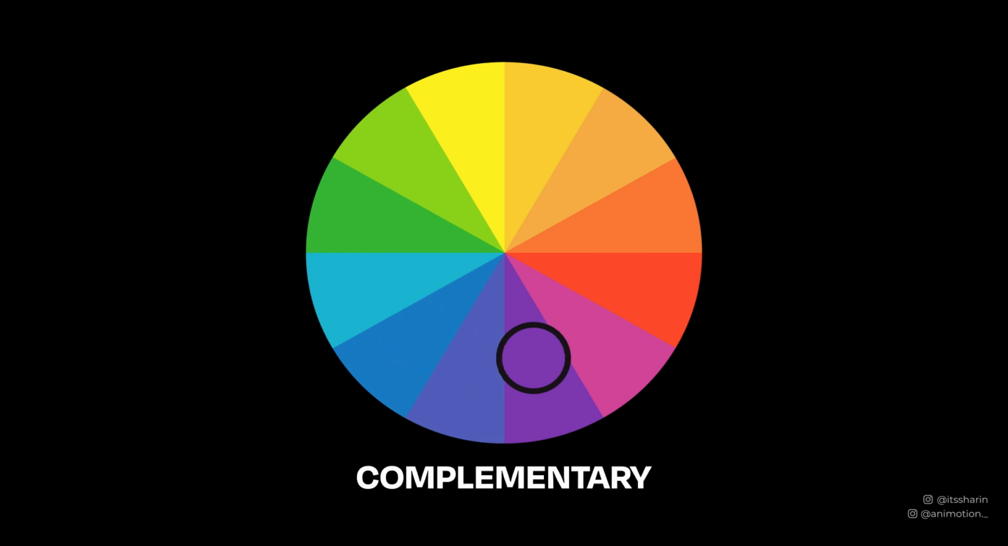The last one is complementary. Complementary is basically just the colors that are opposite in the color wheel. So if you choose purple, then the opposite color is yellow. And complementary colors usually are really good if you want to create vibrant projects or something that's a bit more fun and experimental.